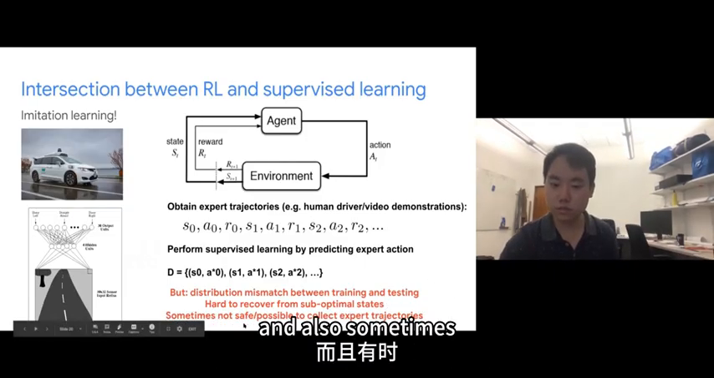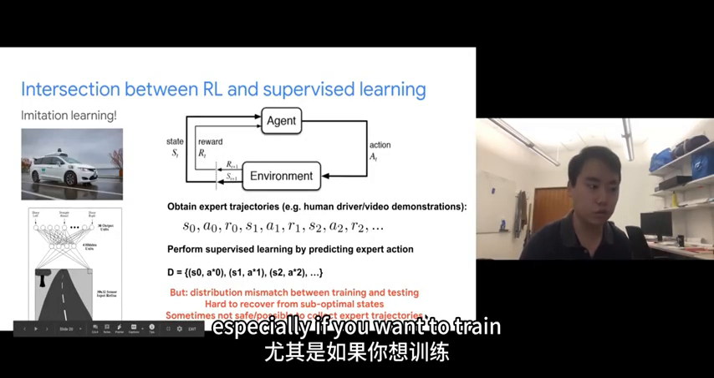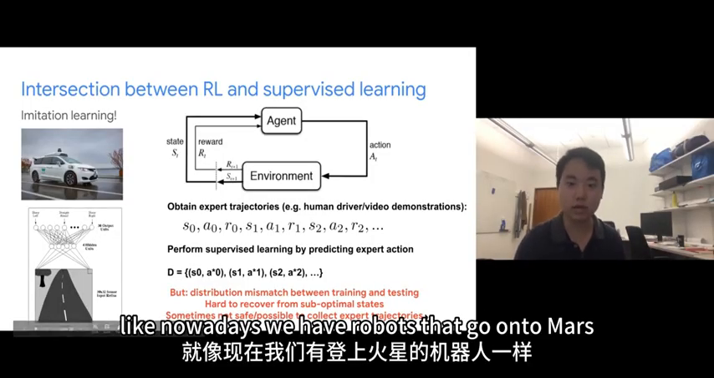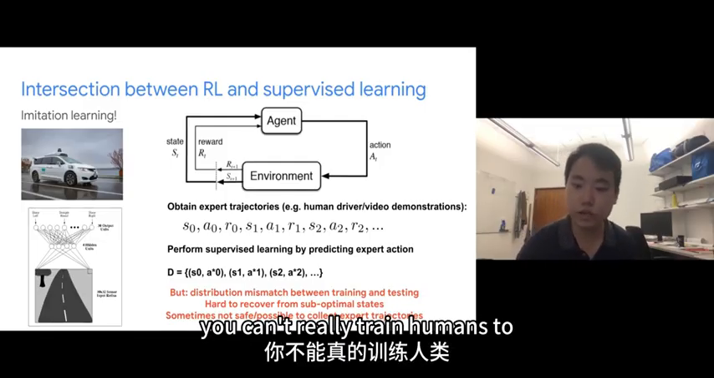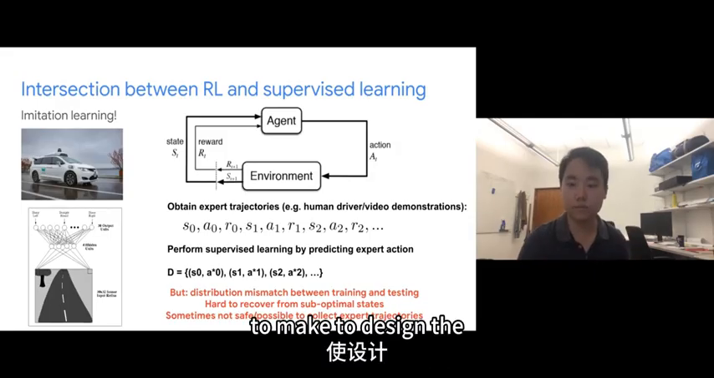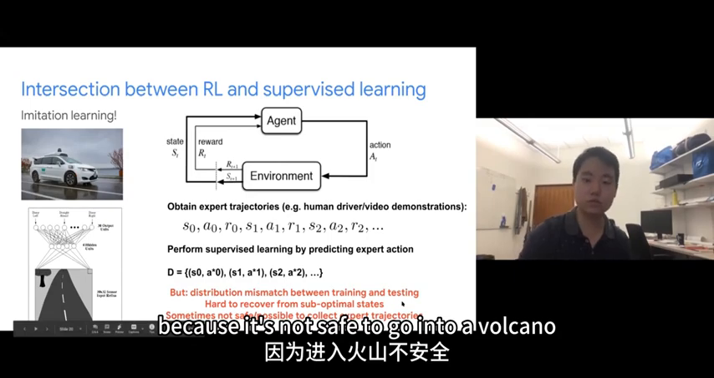And also, sometimes it's not safe or possible to collect expert trajectories, especially if you want to train, like nowadays we have robots that go onto Mars or robots that explore volcanoes. You can't really train humans to design the paths for these robots because it's not safe to go into a volcano.